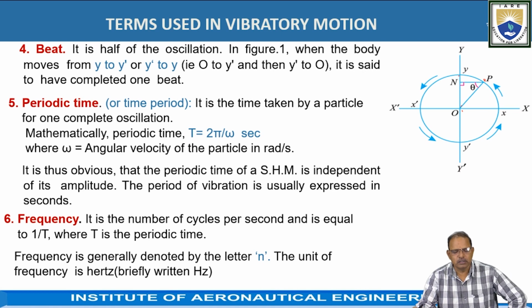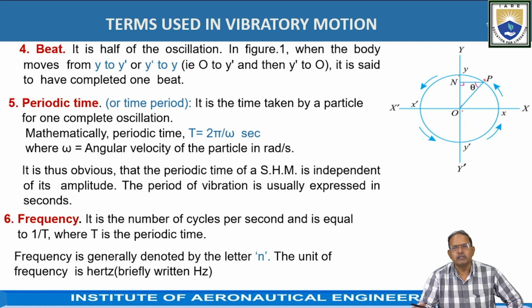The beat is half of the oscillation, because an oscillation is going from Y to Y dash position and from Y dash position again to Y. That is called a complete oscillation. The half means just this Y to Y dash position. Here it is treated as a beat, that is, half of the oscillation. Periodic time.